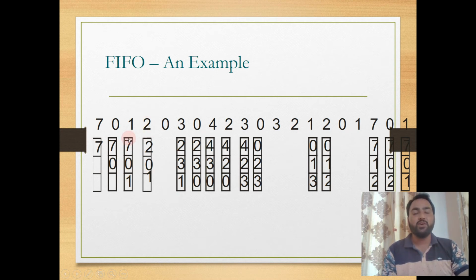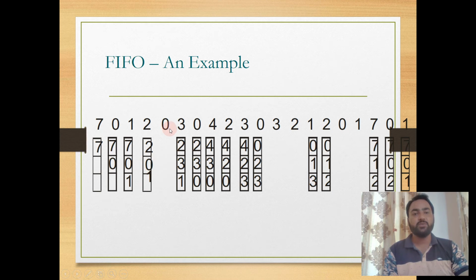And as the FIFO algorithm says, the page that comes first goes out first. So in this scenario, the page number 7 came first in the frame set. So we will replace page number 7 with page number 2. And the frame set will be having page number 2, 0 and page number 1.